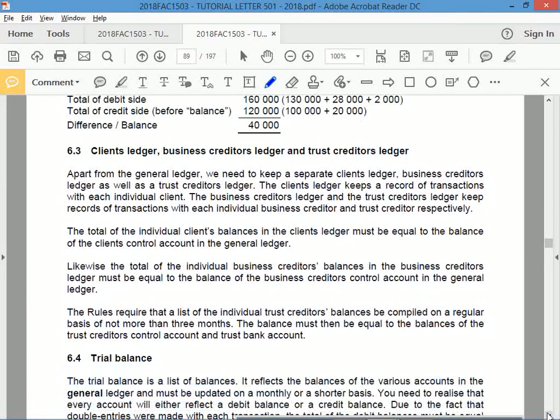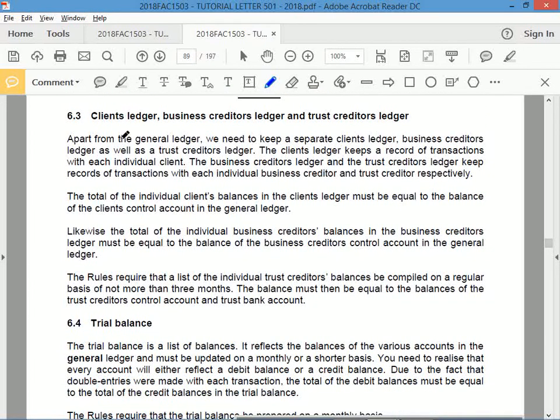Okay, let's see if there's anything else here that we need to look at. Okay, client ledger, business creditors ledger, and trust creditors ledger. Right, so earlier you guys asked me about TCL. There's TCL. TCL. Business creditors ledger, BCL. Creditors ledger, clients ledger, CL. Okay, so what is the purpose of this? It's to reference things correctly.